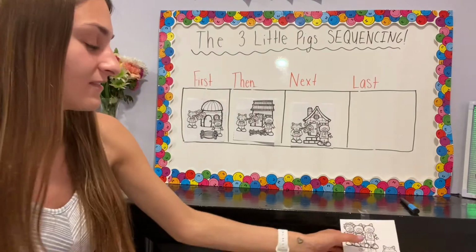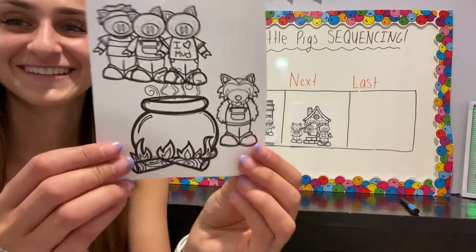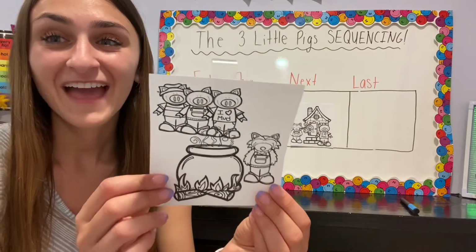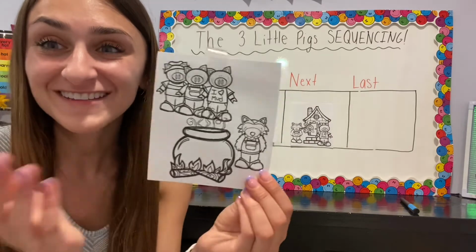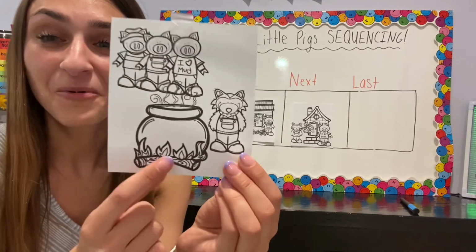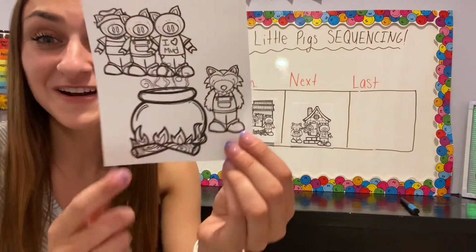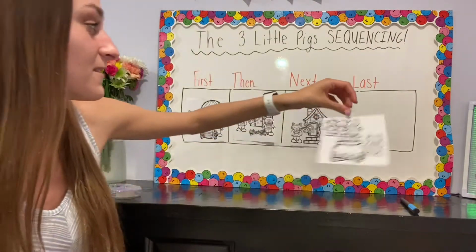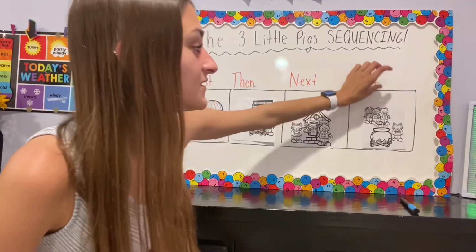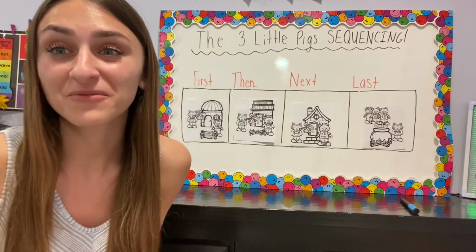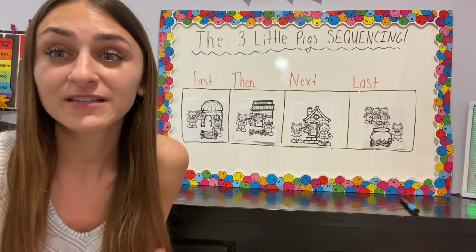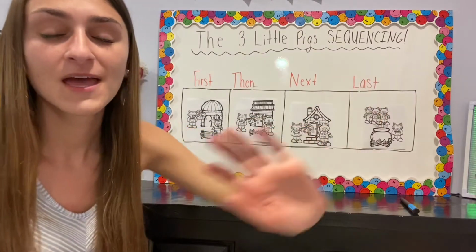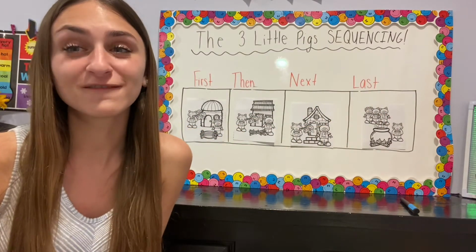How did the story end? Let's take a look at our last picture clue. The last page, do you remember how the pig tricked the wolf? What did they do? Put a boiling pot of water and cooked him for supper time. So this is our very last event. So we could glue that into the last box. So we just sequenced the events from the Three Little Pigs, and we used our sequencing vocabulary. First, then, next, last.